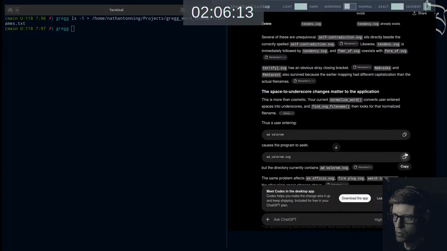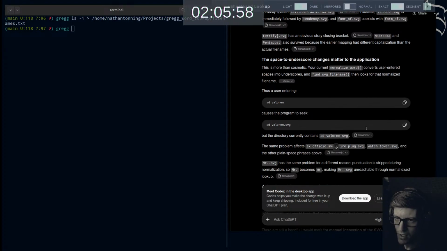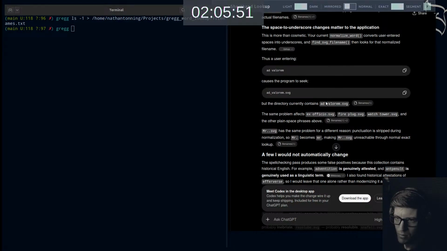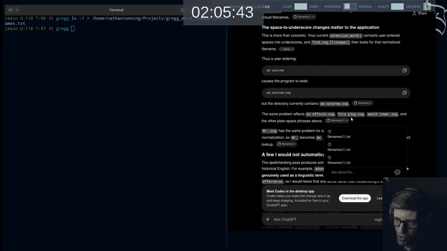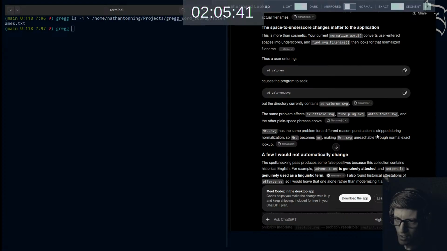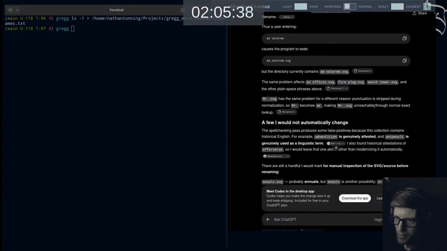The space to underscore changes matter to the application. Your current normalized word converts user entered spaces into underscores and finds SVG file names, then looks for normalized. Thus, a user entered ad valorem causes the program to seek ad_valorem, but the directory currently contains the lack of an underscore. It is also the same for ex officio, Fireplug, Watchtower, the other. Okay.